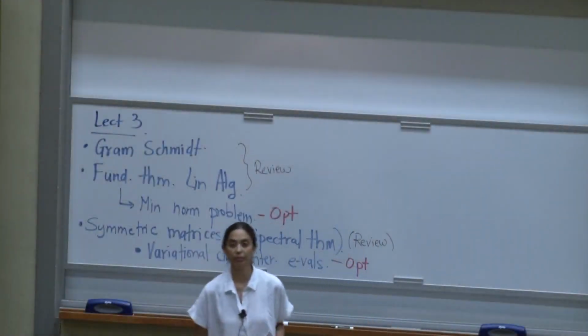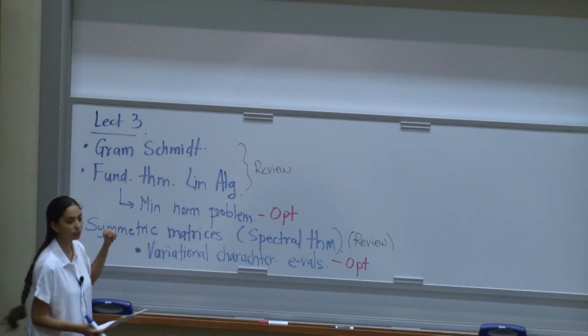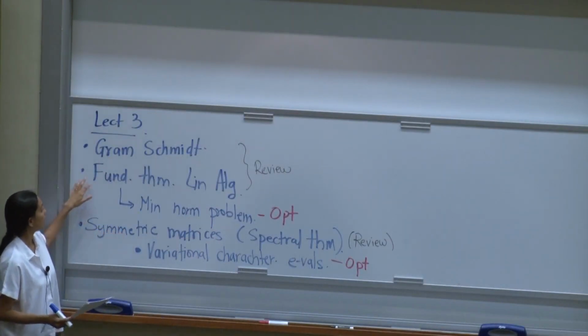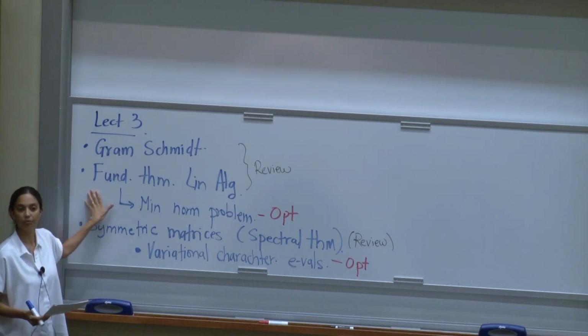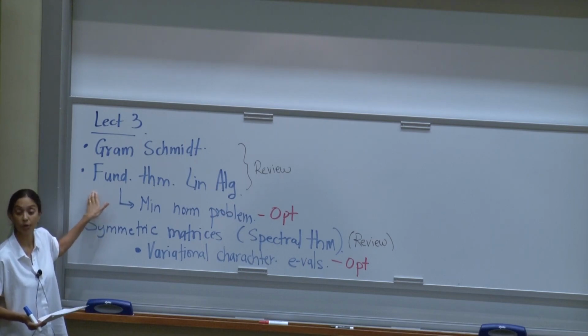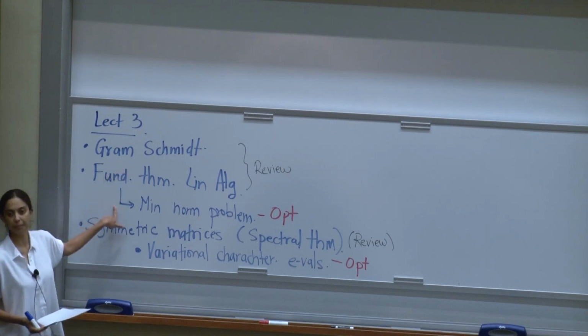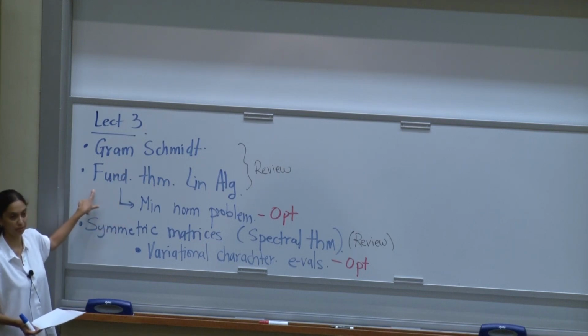Today we're going to pick up where we left off last class, and we're going to quickly review Gram-Schmidt, and then I'm going to introduce the fundamental theorem of linear algebra. This is different from the fundamental theorem of algebra, which is that if you have an nth degree polynomial, it must have n roots. This is the fundamental theorem of linear algebra, which many of you have likely seen before. And then we'll talk about an optimization problem related to this fundamental theorem.